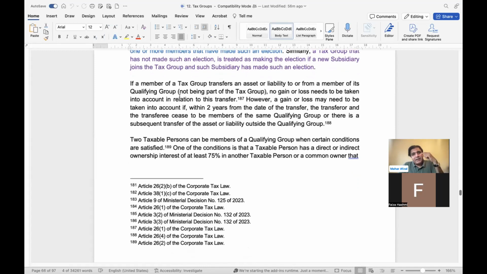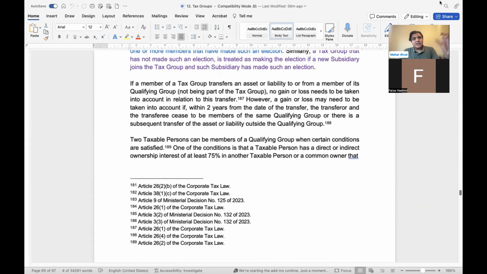Now, where they have opted for the qualifying group relief, and an asset has been transferred between the qualifying group, no gain or loss will arise. The asset will be transferred at the book value. Then the condition is that this asset should not be further transferred within 2 years from the date of transfer, and none of the members is leaving the qualifying group. So if this condition is satisfied for 2 years, then everything is fine.